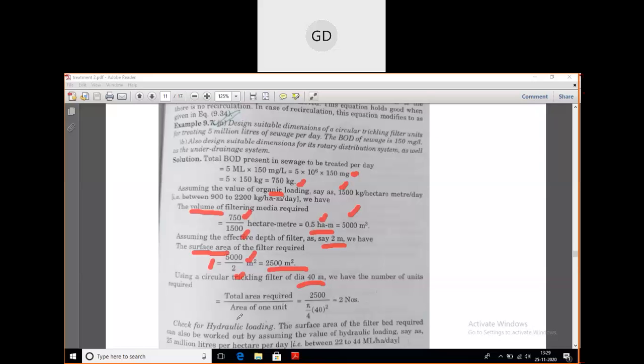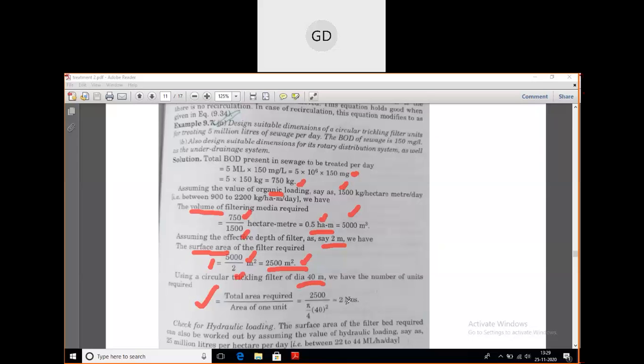Okay, so now after assuming this diameter as 40 meters, you have to find out the number of units. That will be your total area required divided by the area of one unit. The total area we have already got to be 2,500 meters square. So it's 2,500 divided by the area of one unit. Since it's a circular trickling filter, it will be pi by 4 times 40 square. Pi by 4 d square formula.